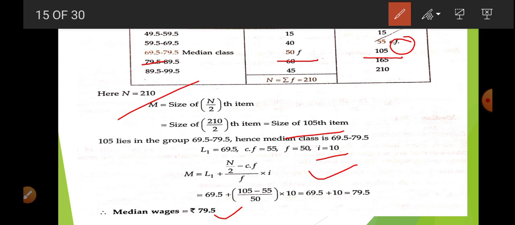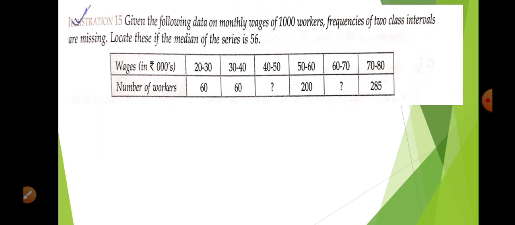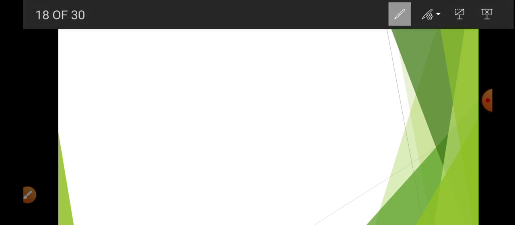The answer is 79.5. Okay, now calculation of missing frequency. So let me do this question also. Here you can see that in this question there are two frequencies that are not given. So how will we do it? Let me start to do it. So first of all, I'm going to write the question. Okay.